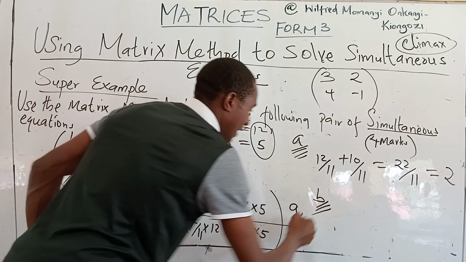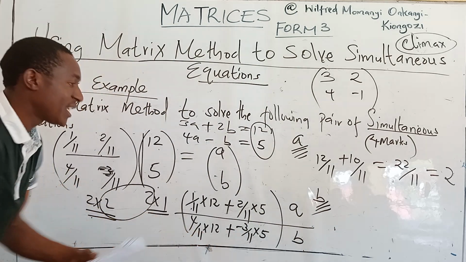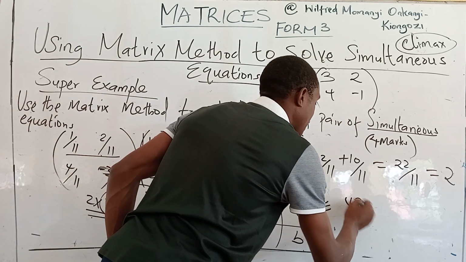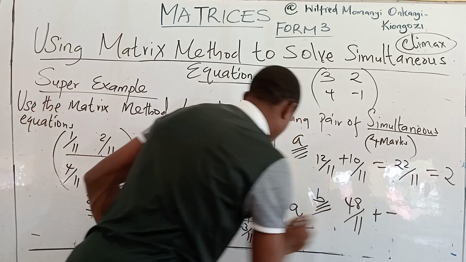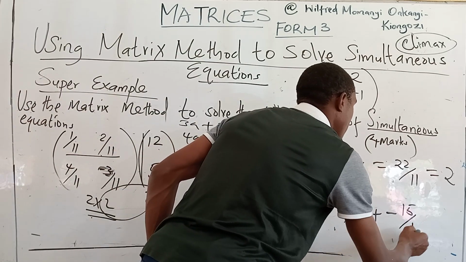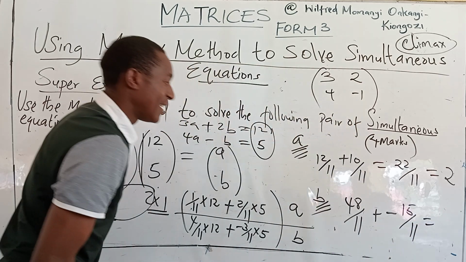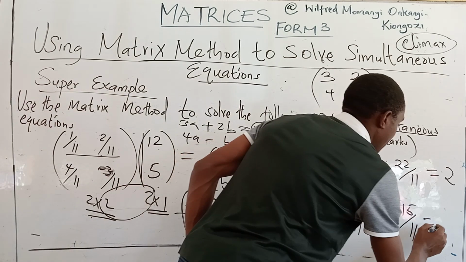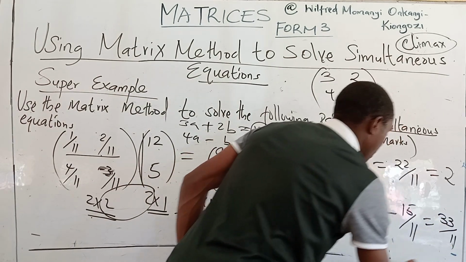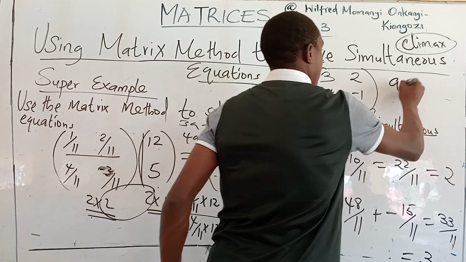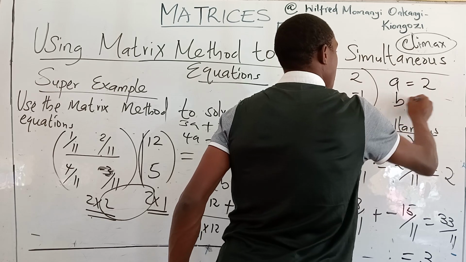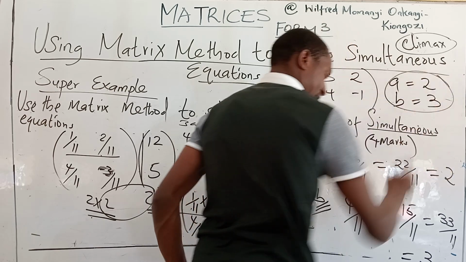Then B is given by 48 over 11 plus, actually minus, 15 over 11. What do you get? 33 over 11. So it is going to be 3. Your A is 2. Your B is 3.